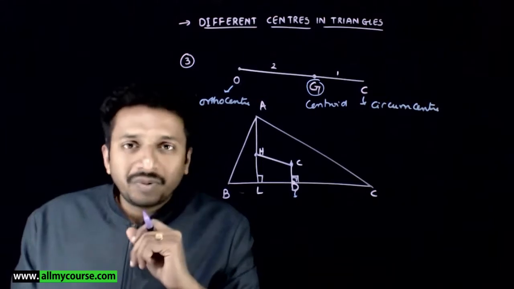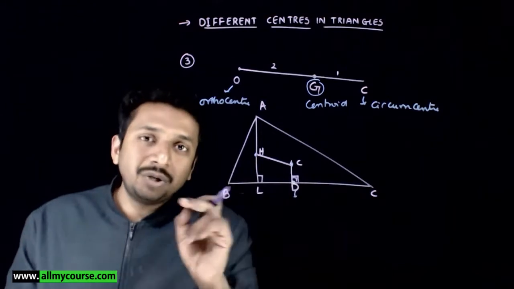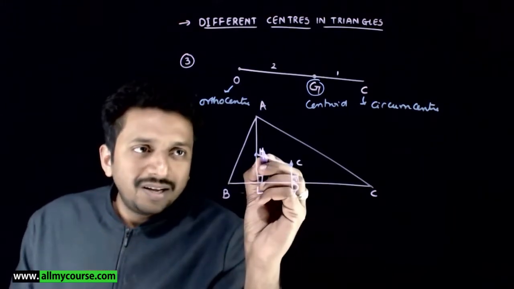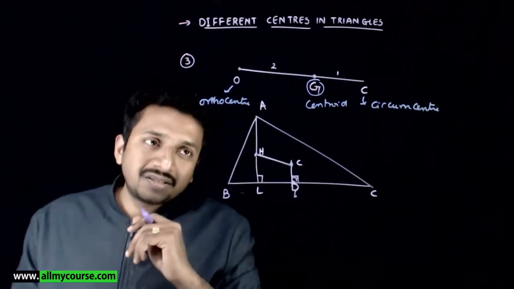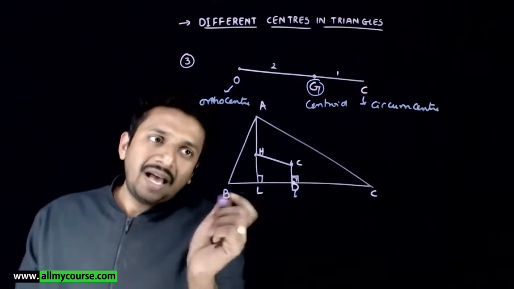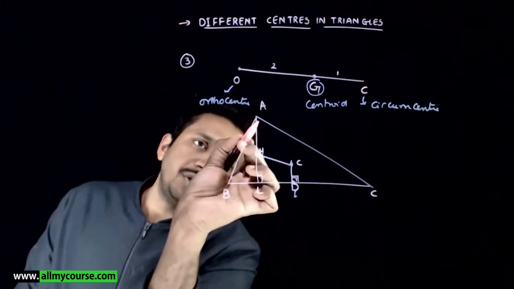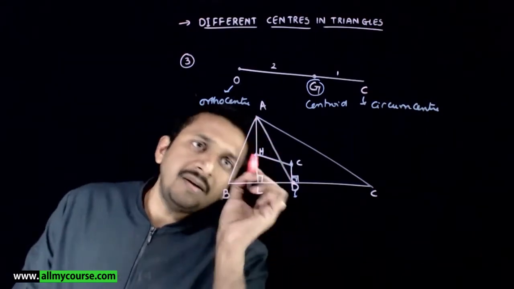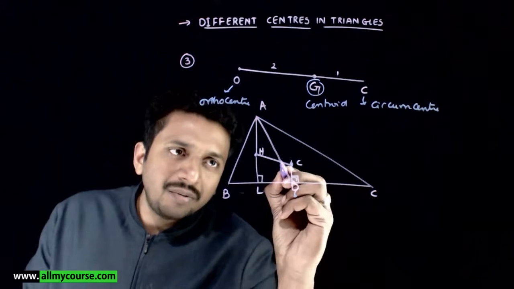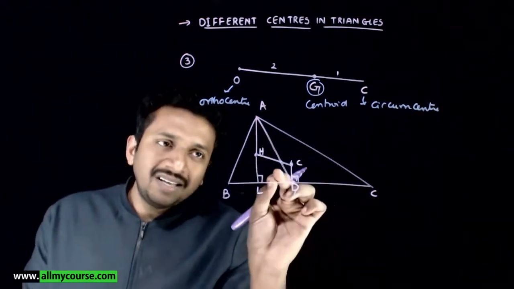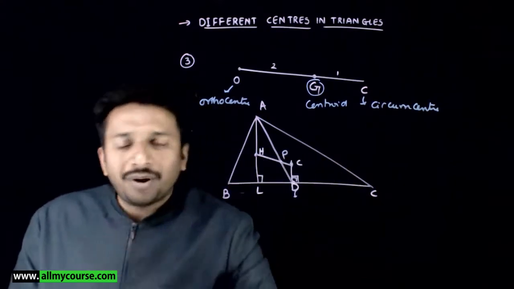So now what you need to prove is that the centroid divides HC in the ratio 2:1. Now to prove this, the construction that I do is I'll join AD. So if I join AD, the construction looks like this. Let us say that the point where this AD cuts HC is point P.